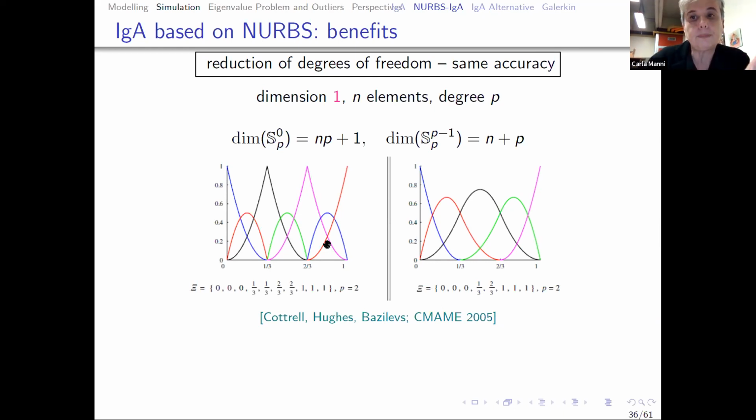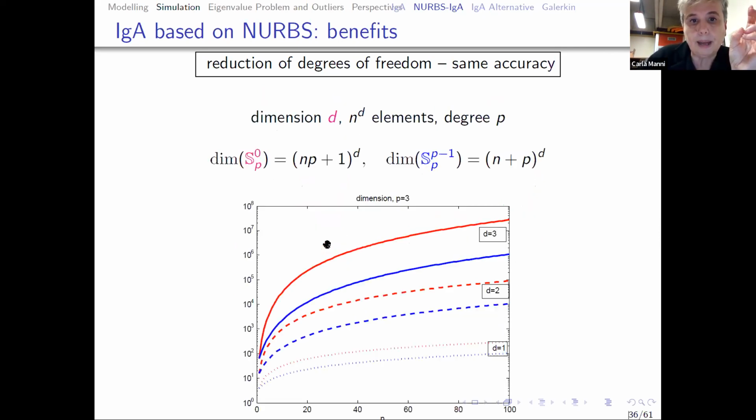And of course, in this context, it's extremely important that you have efficient and stable algorithms for evaluation and representation of your basis structure. Okay, so I will point out that the smoothness can help in.